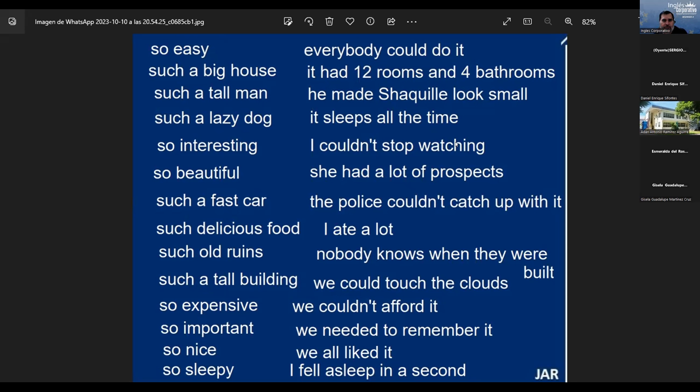Okay. The third, for example, my brother such a torment that he made. My brother is. Is. Or my brother was. My brother was such a torment that he made Shaquille look small. Okay.